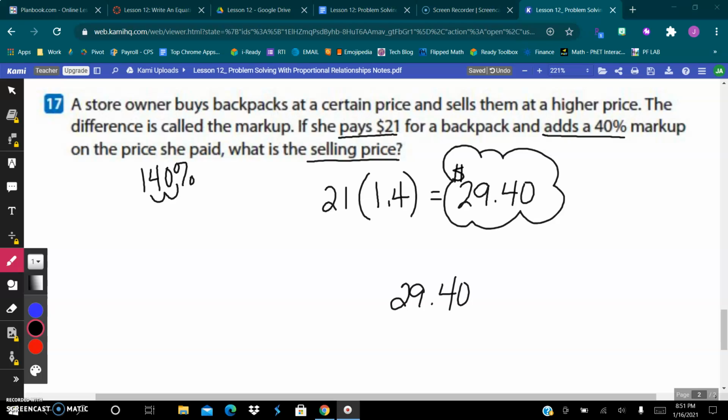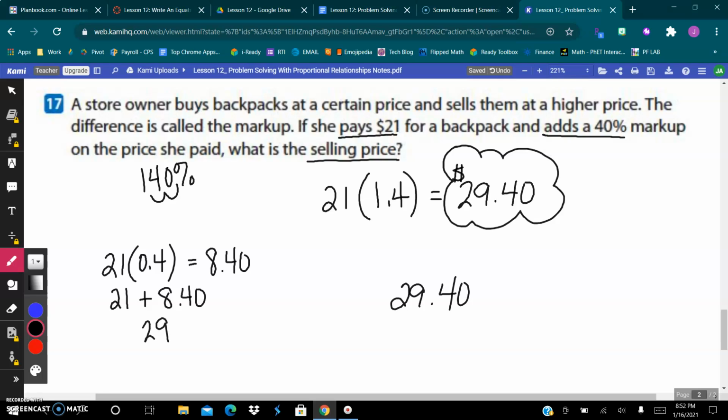And also remember, we could have done this a different way. We could have figured out what 40% of 21 is. So 40% as a decimal would be 0.4. And we would take 21 times 0.4, which gives us 8.4, and in money, that's $8.40. And then since she's adding 40% up there, we would do 21 plus our $8.40, which would give us the $29.40. So remember, there's always that second way. There are 2 ways to do this.